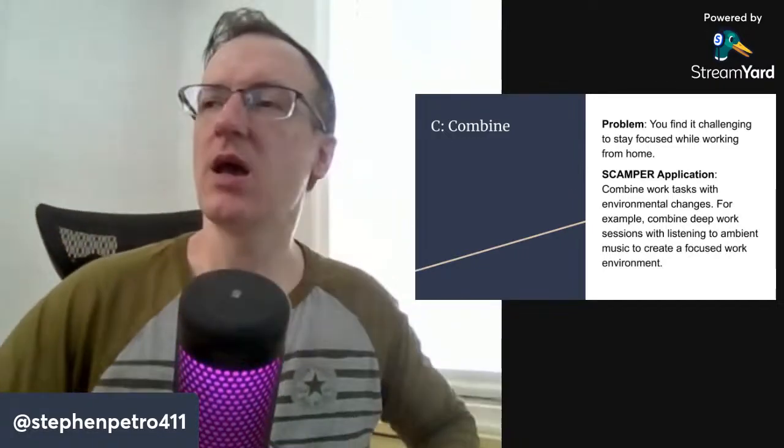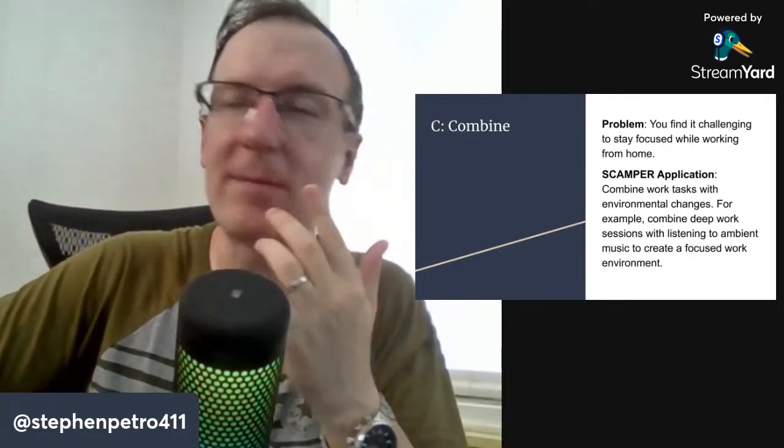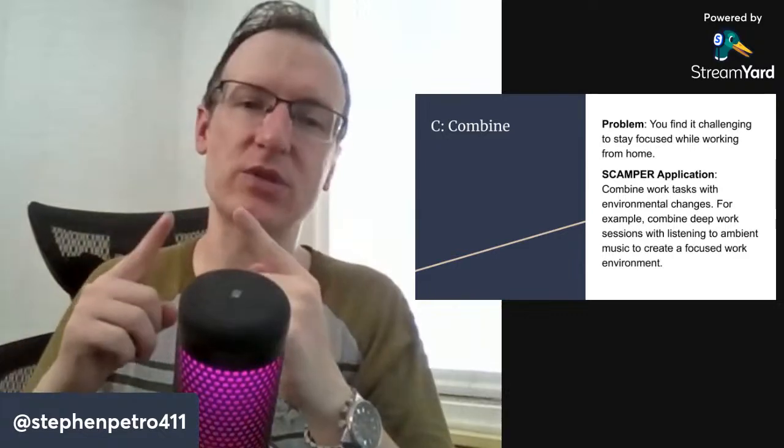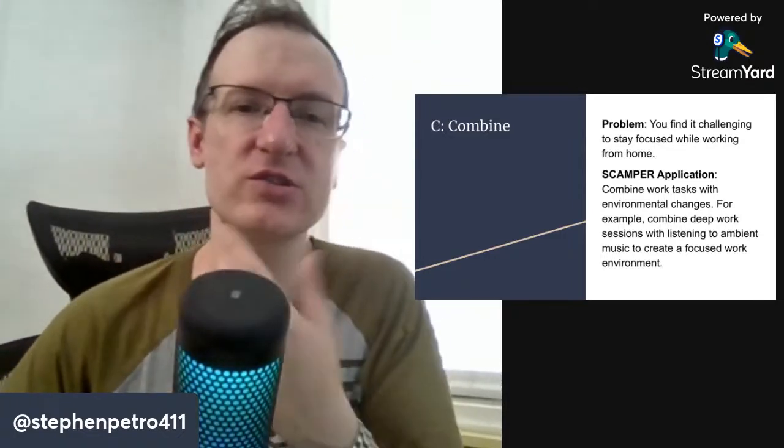Now, this might seem very similar to substitution, but substitution is change something out, right? Instead of drive, you exercise, you bike to work or something. But how can you think of, for instance, combining two things in your schedule, doing them at the same time, right? Or something that you don't normally do, combine it with something that you do to make it a little bit more effective. So let's take this example, and you guys can give me your own examples, but you find it challenging to stay focused while working from home. Who else does? Combine the work tasks with environmental changes.